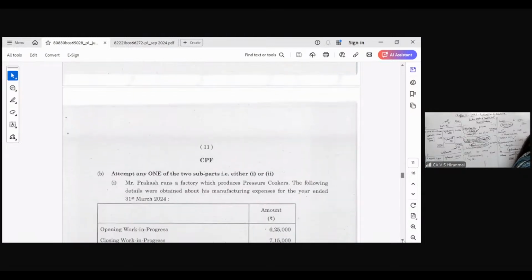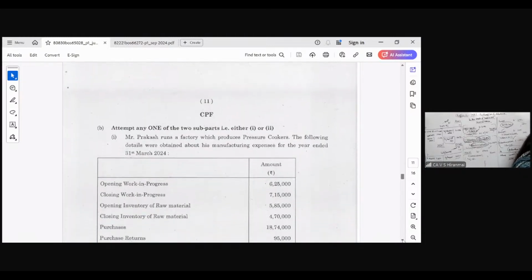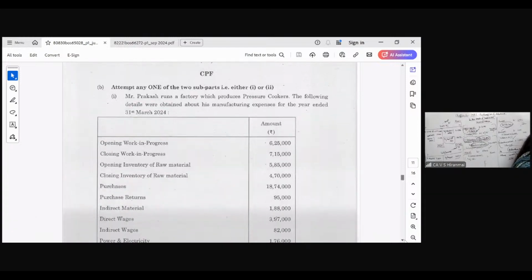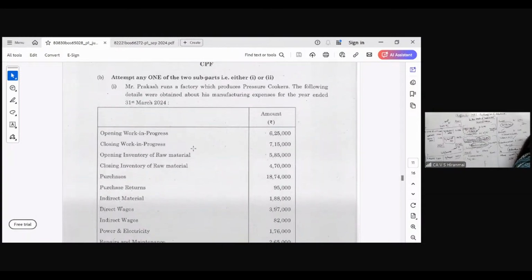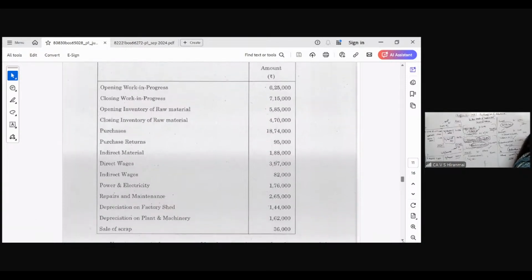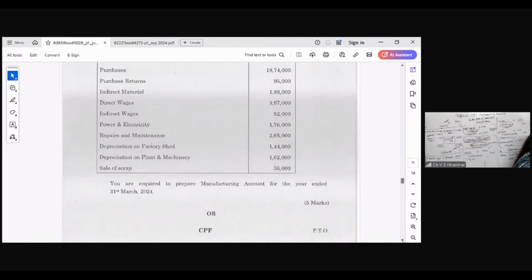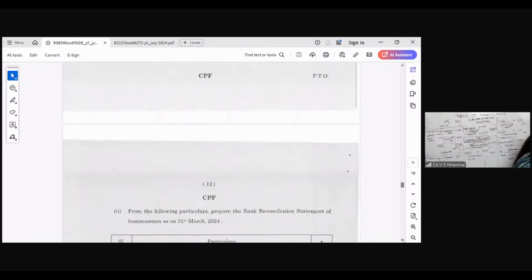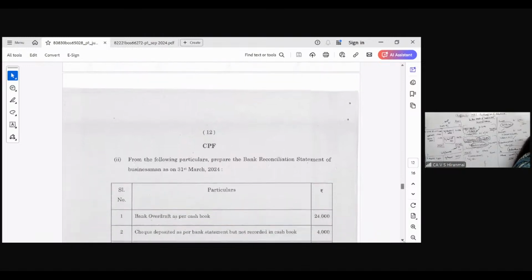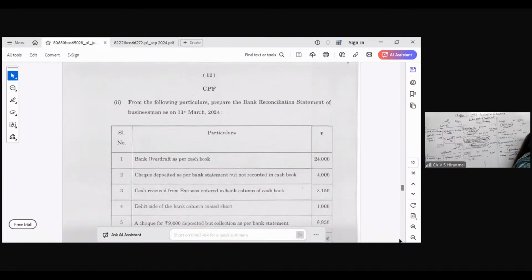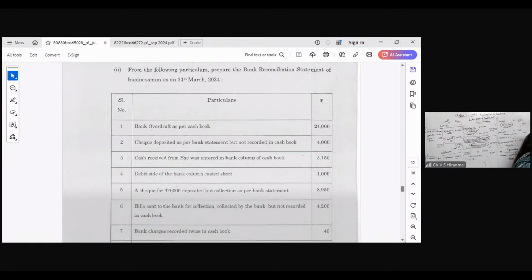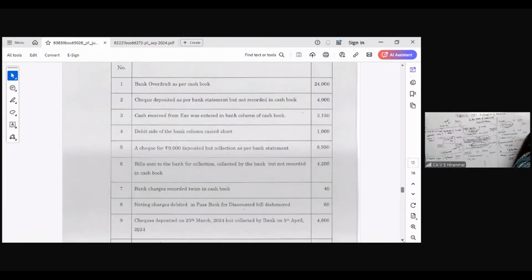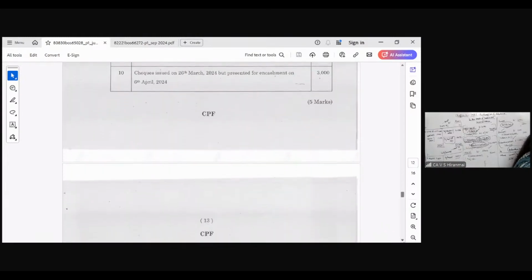Now all of you please see, in the 5th question, in the B portion, you again have an internal choice. So this is opening work in progress, opening raw material, which is nothing but manufacturing account. That is chapter number 7, unit 2, how to prepare the manufacturing account. From there it has come. You can do either the manufacturing account or you can do the BRS. This is the second question. So here internally also you have a choice. So whichever concepts you are really very thorough with and you know that you can crack, please do that.